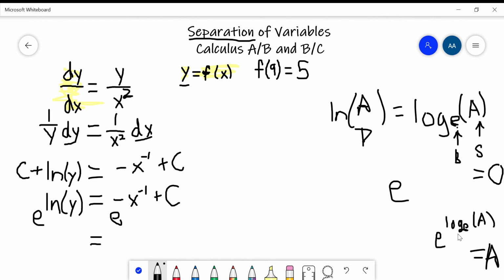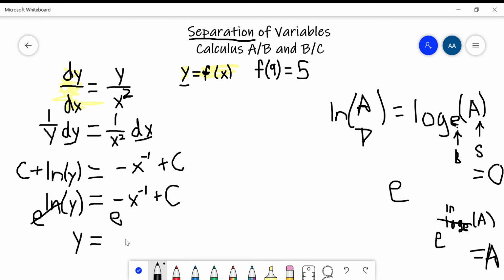Now don't take this as a leap of faith. I'll probably cover this in greater detail in another video, maybe about algebra. But for now, just keep in mind e to the power of the natural log of A is going to be equal to A, and we can apply this right here. This cancels out, so we just have y.